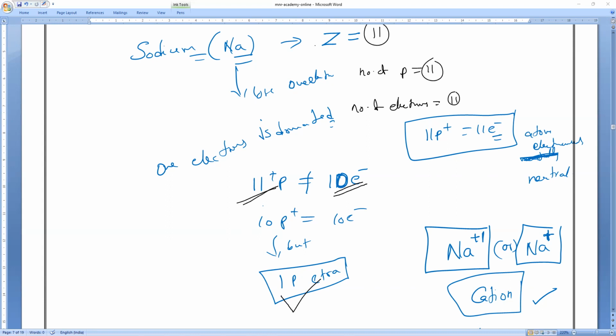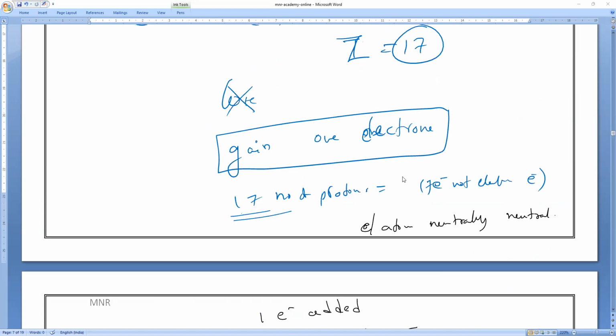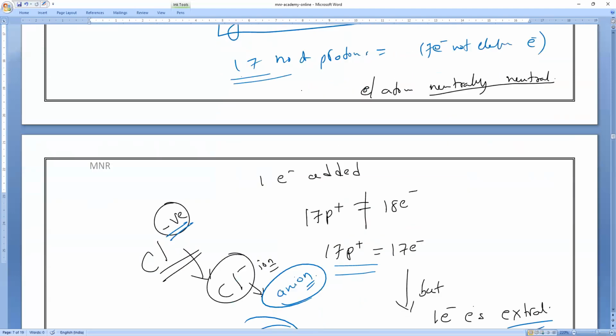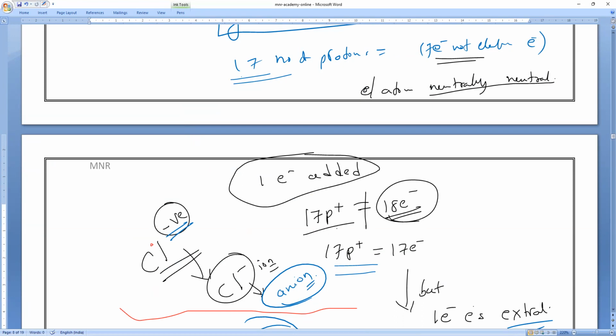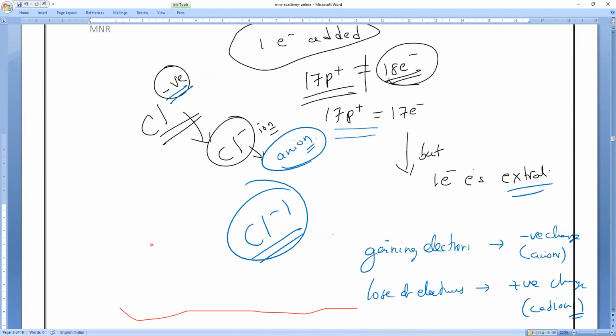In the chlorine case, 17 protons and 17 electrons at the beginning, so it is electrically neutral, but not stable. To become stable, it needs to gain one electron. With 17 electrons it is unstable. When one electron is gained, it becomes stable. Then the number of electrons becomes 18, but the number of protons is still 17 only. So overall, one electron is extra, and that is why it is negative charge.